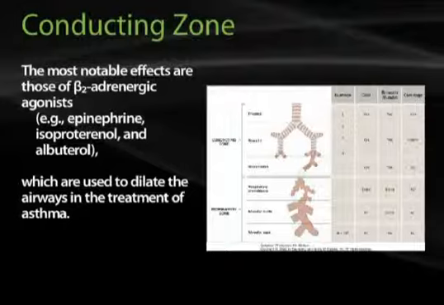When we give beta-adrenergic agonists such as epinephrine, isoproterenol, or commonly inhaled albuterol, we dilate the airways. We use this as a treatment for asthma.